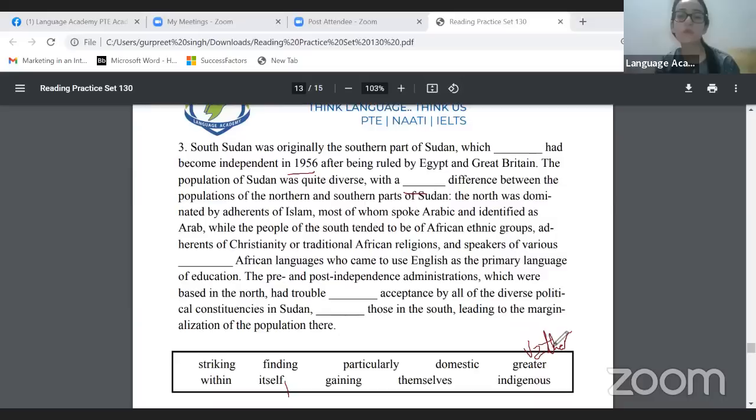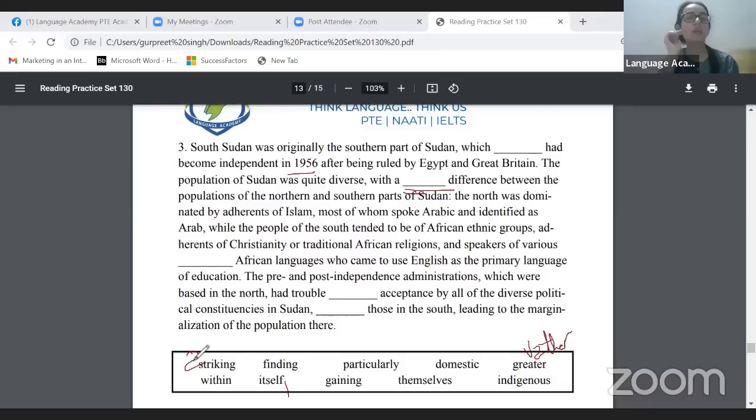Here we are not making any comparison between two different types of differences. The answer was striking difference. Striking means a very big difference. And that's a collocation as well. You say striking contrast, striking difference.